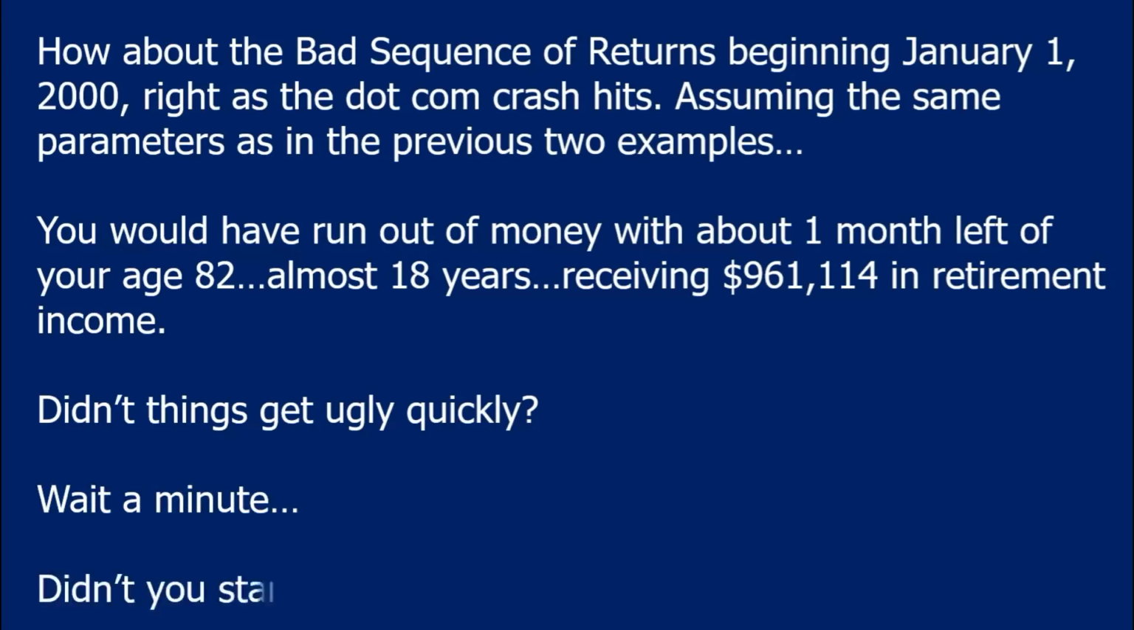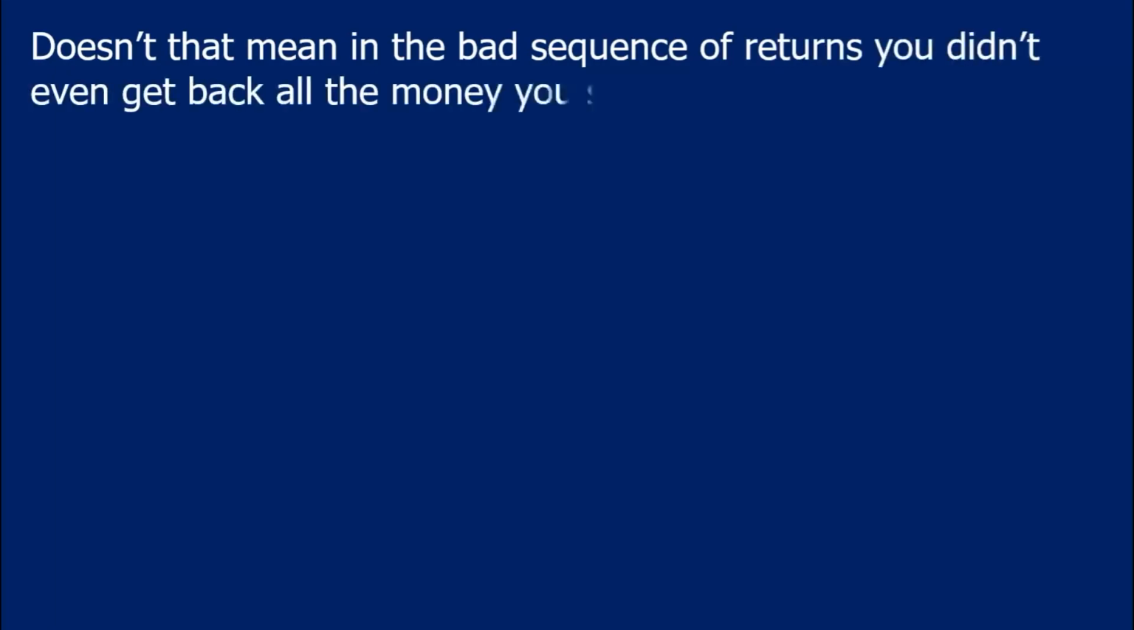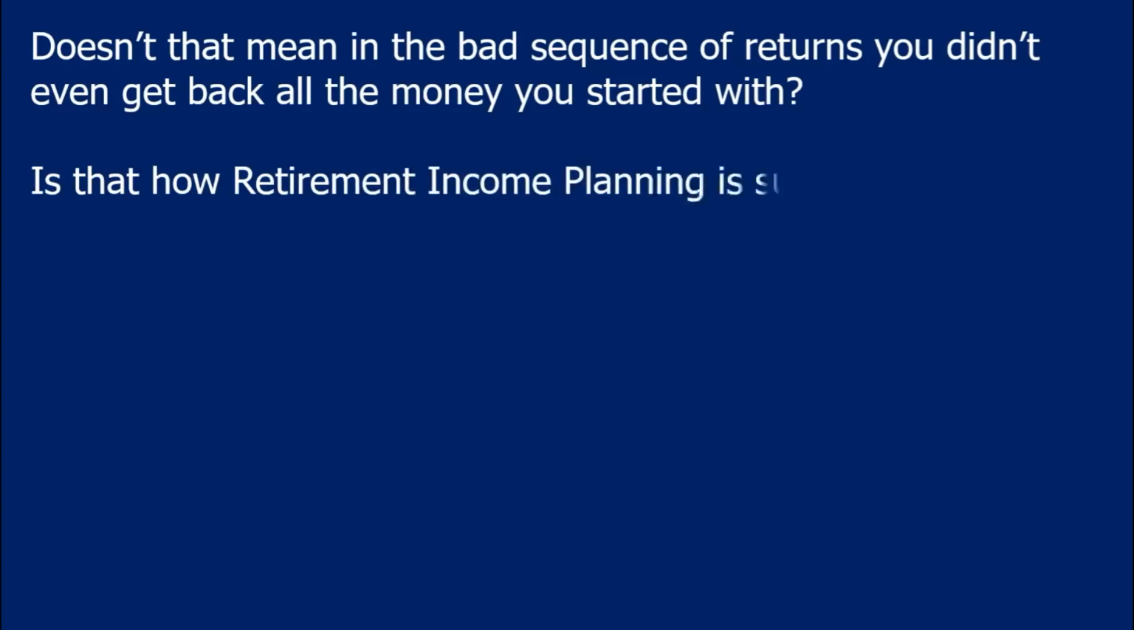But wait a minute. Didn't you start with $1 million? Doesn't that mean in the bad sequence of returns, you didn't even get back all the money you started with? Is that how retirement income planning is supposed to work?